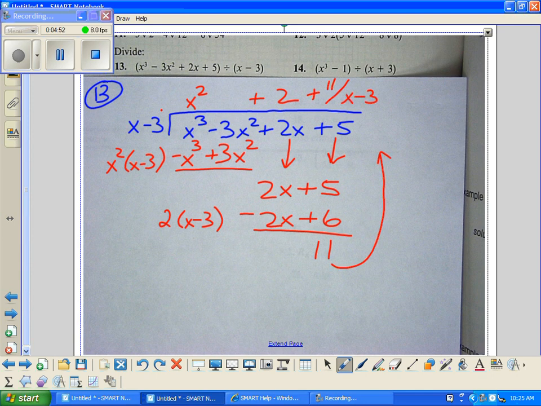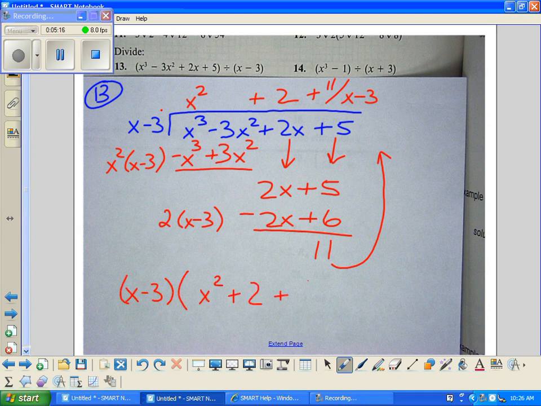Now we've got to talk a little bit about how to check this. I want to be sure I'm right. Just like this problem, 2 goes into 8 4 times. I check this because 2 times 4 is 8. So just like that, I know x minus 3 quantity times x squared plus 2 plus 11 over x minus 3 has to be what's underneath the bracket. So I will do this multiplication.